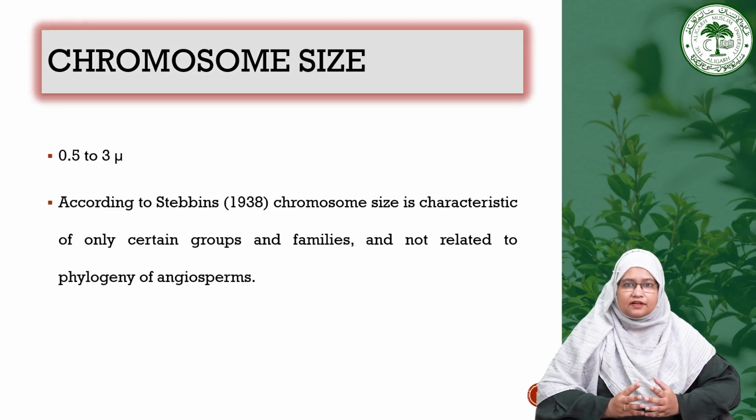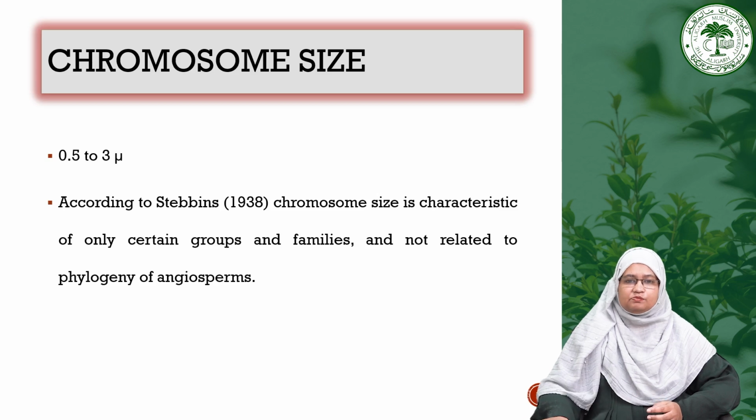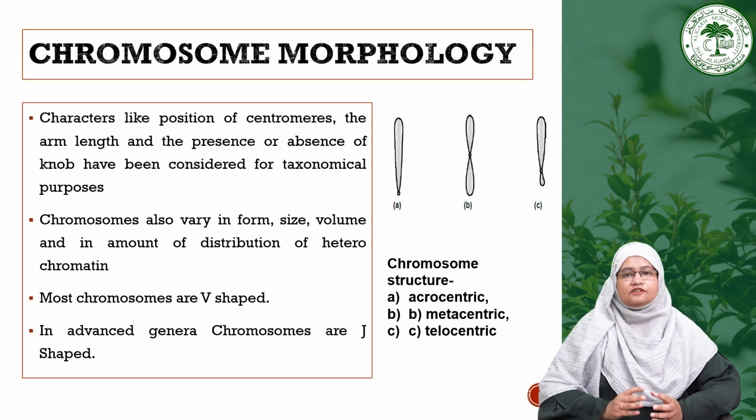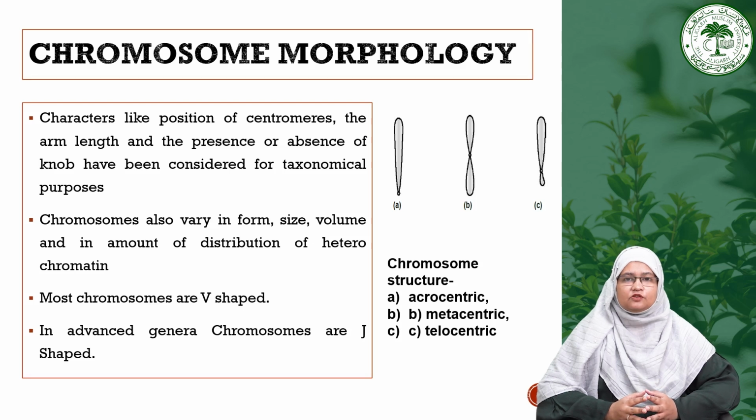The next character that may also be important is the chromosome size. The chromosome sizes vary from 0.5 to 3 microns. According to Stebbins, the chromosome size is a characteristic of certain groups and families and not related to the phylogeny of angiosperms. And the next important trait in cytotaxonomy is the chromosome morphology.